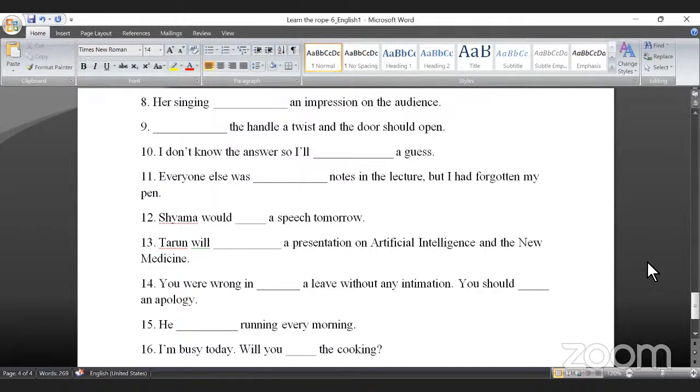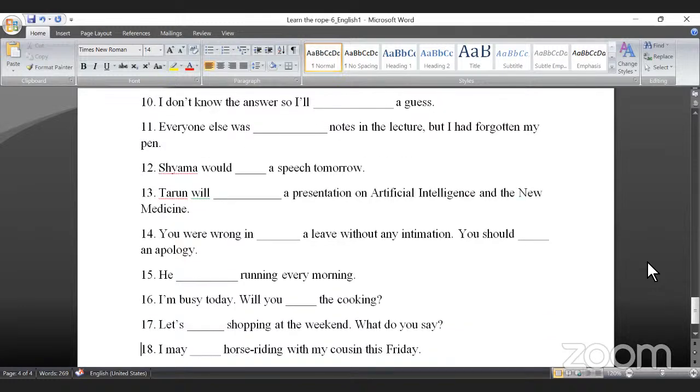Then the 15th one, he dash running every morning. Goes. This is a routine activity, right? So he goes running every morning. Goes to or goes running? Both are different. There is nothing called goes to running. That's wrong. You say goes running. Go running is the phrase that you use. Go to, so you can go to a market, of course. But you cannot go to running.